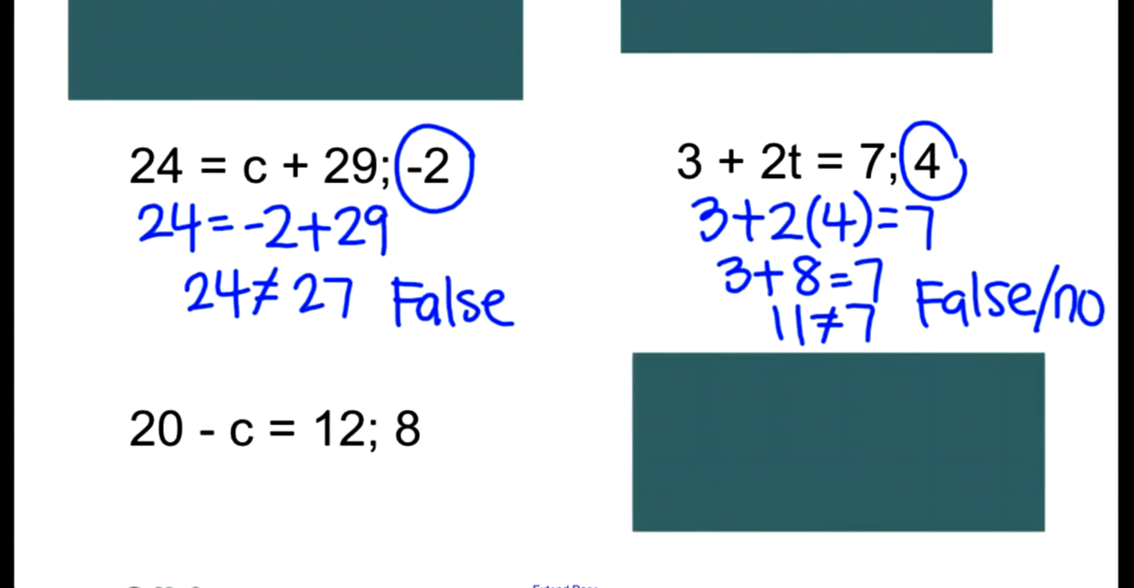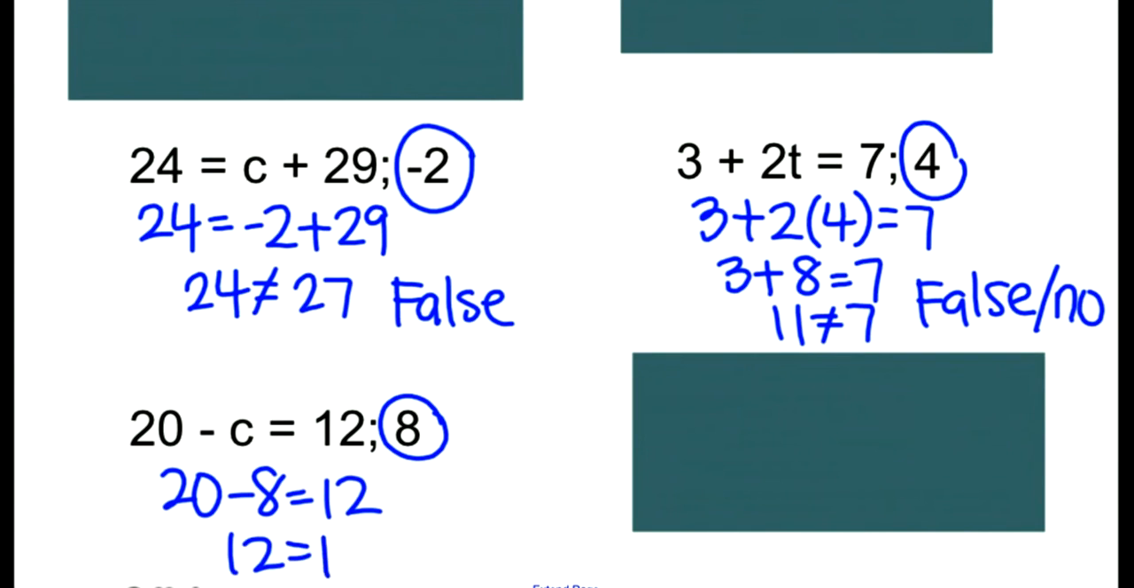Okay, 20 minus c equals 12. We're going to see if 8 makes this statement true. So 20 minus 8 equals 12, and 20 minus 8 does equal 12. So 8 is a solution, or it does make it true.